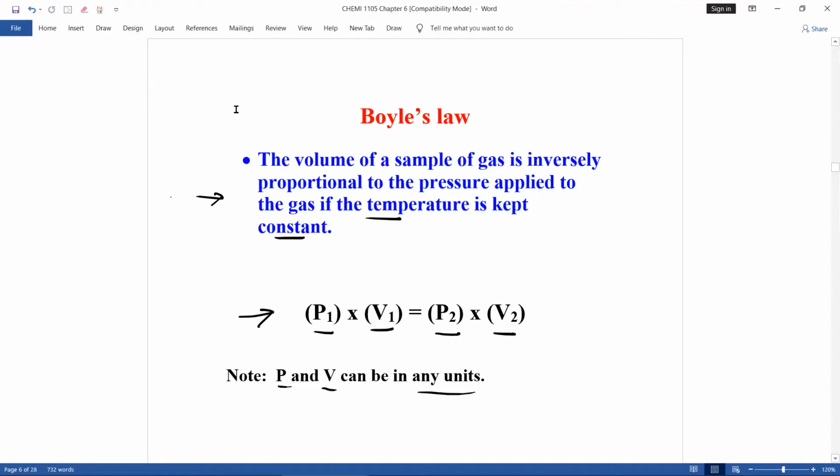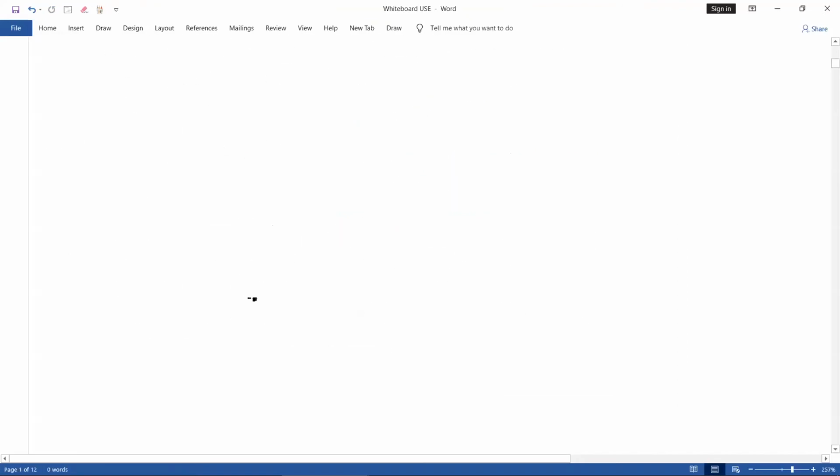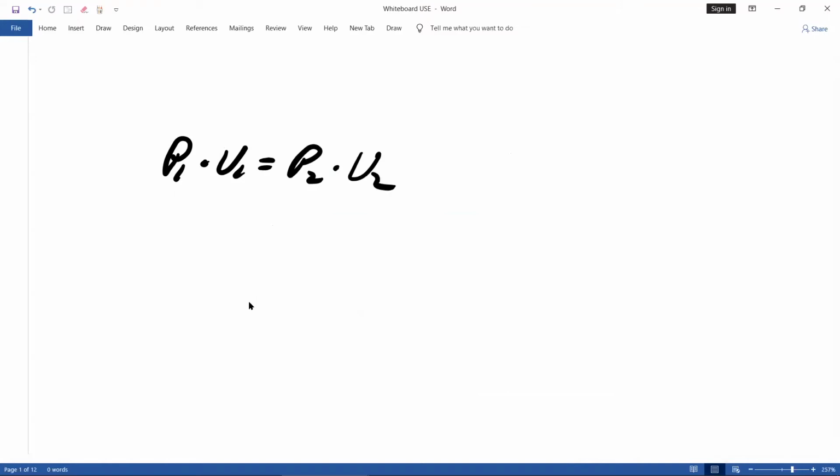So what does this mean? Well, let's go to the whiteboard and find out. Boyle's law, P1 times V1 equals P2 times V2. Good news, this will be given to you in important information, test number 3. What is P1? P1 is the initial pressure.